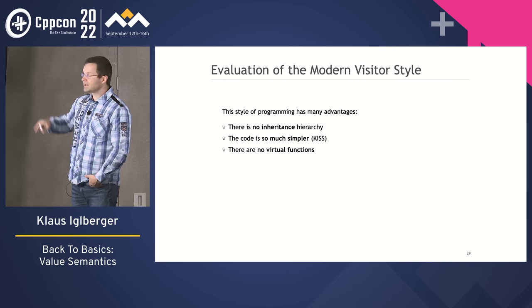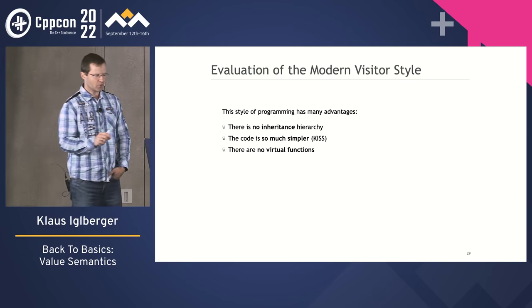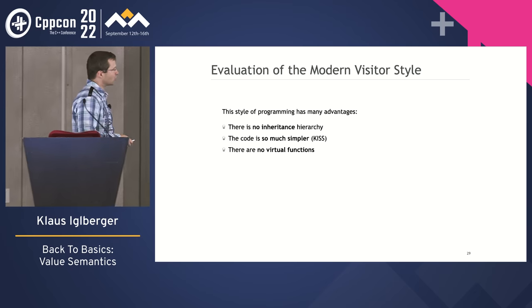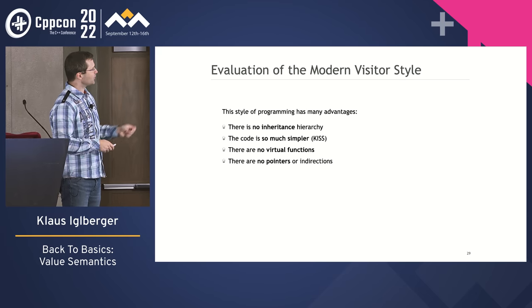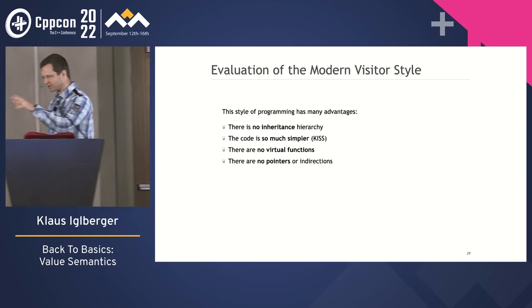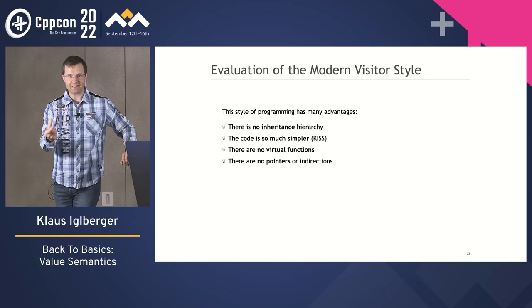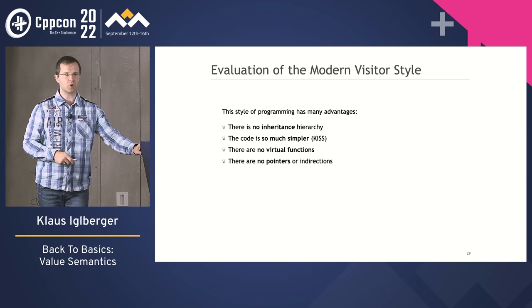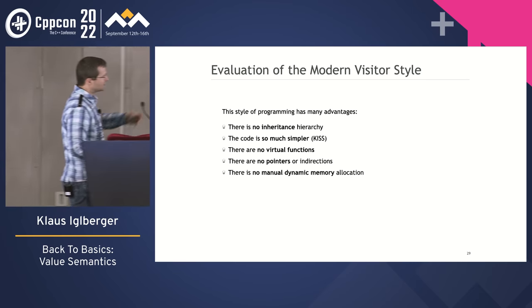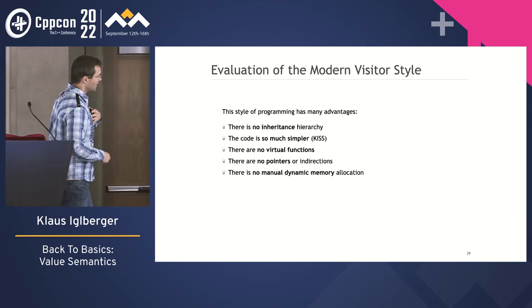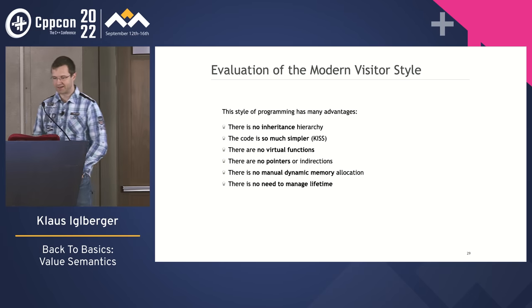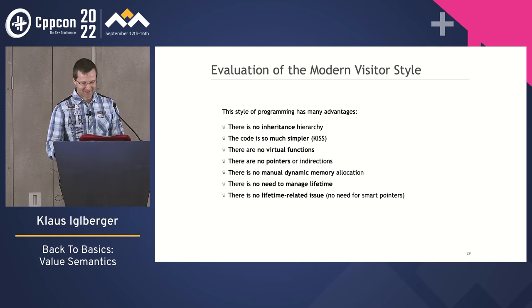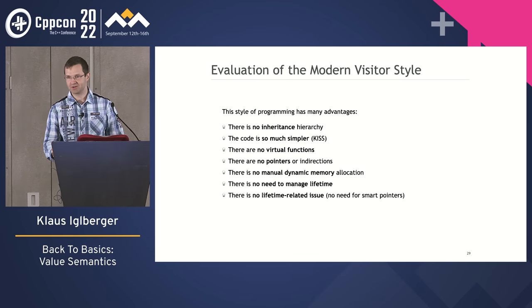Then there is not a single virtual function in the entire program, not a single one. The dispatch now works completely differently, somehow magically done by this visit function. There's not a single pointer, of course not visible; inside the vector it is pointers, but you know what I mean. Outside, in the code that we write, that we see and have to maintain, there are no pointers. There's not a single manual dynamic allocation on my end, and I do not have to manage the lifetime of anything. It just works out of the box. Amazing. And so, of course, I also have no lifetime-related issues. It's simple. It's absolutely simple.